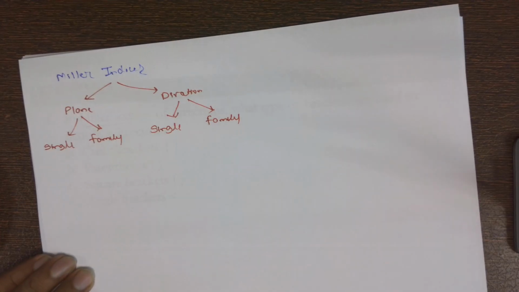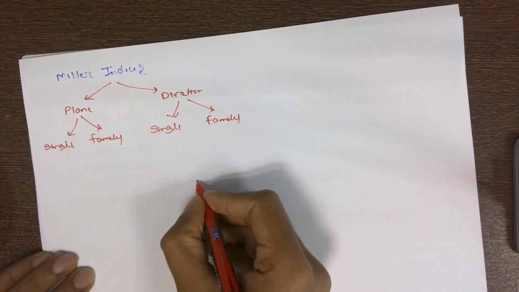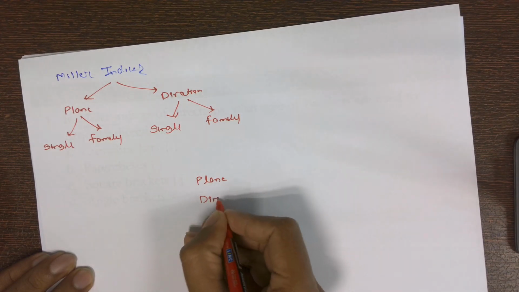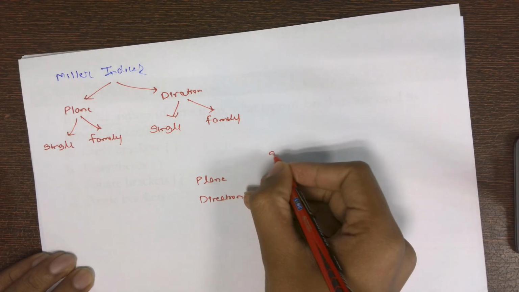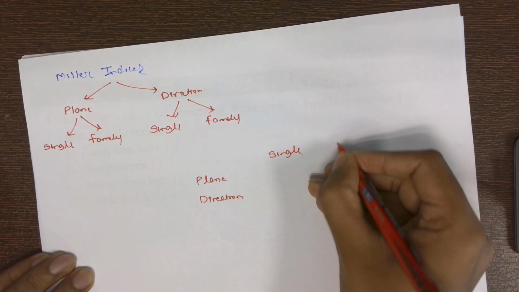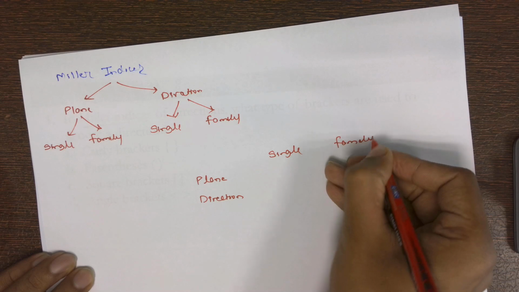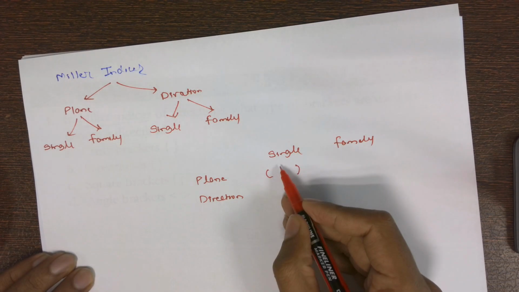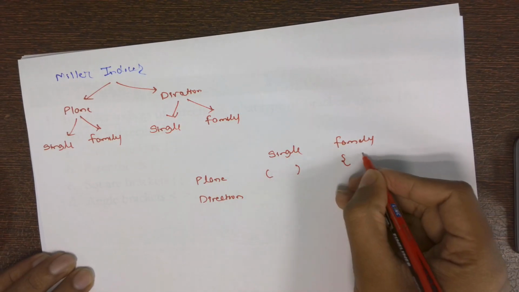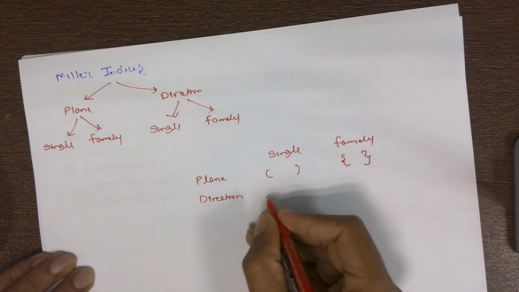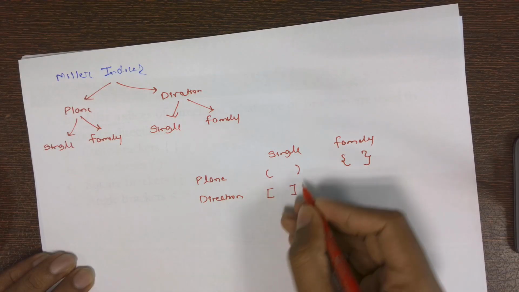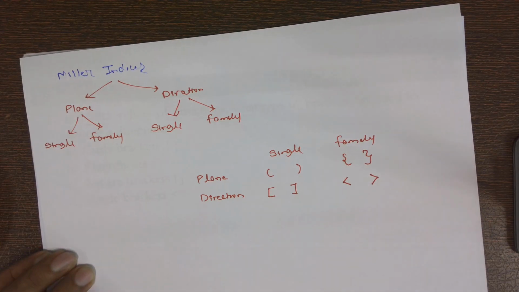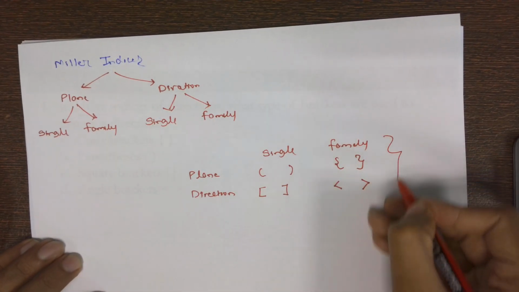At the end, what do we write if we are talking about planes, and in the second case, directions? For a single plane we use the symbol like this. For a family of planes we use the symbol like this. For a direction we use the symbol like this. For a family of directions we use the symbol like this. This is a must. We have to remember it no matter what.